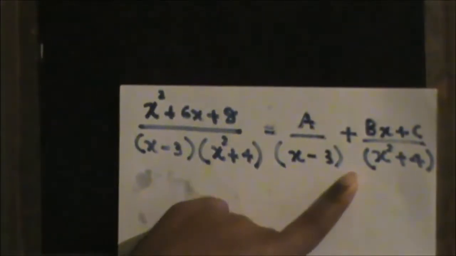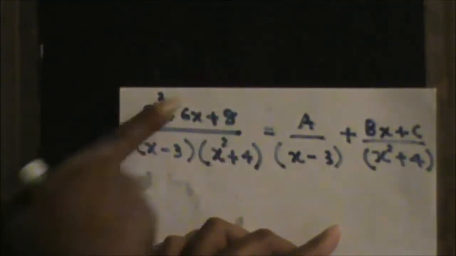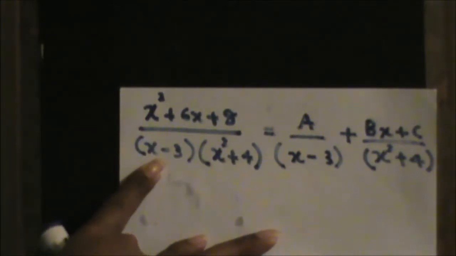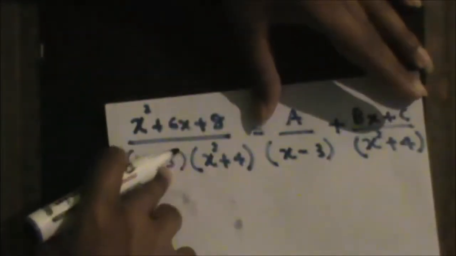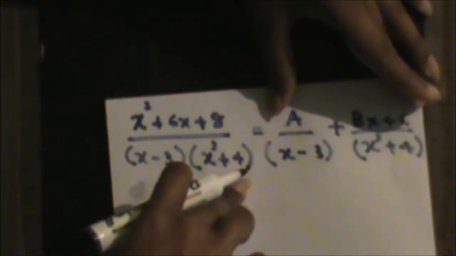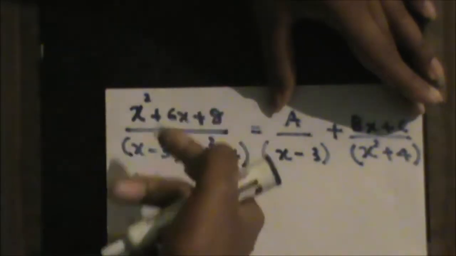fractions. So in this case, as in the last video, I will multiply both sides by the denominator of the fraction on the left side. So I have to multiply both sides by x minus 3 times x squared plus 4. So when I multiply the left side by x minus 3 times x squared plus 4, that term and this denominator will cancel off, and I am left with the numerator.